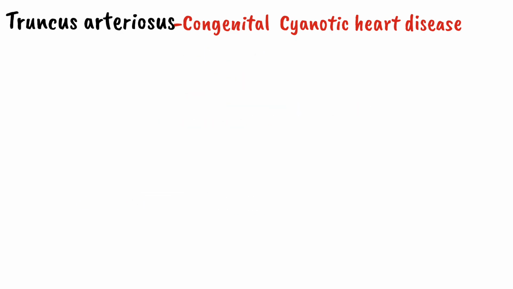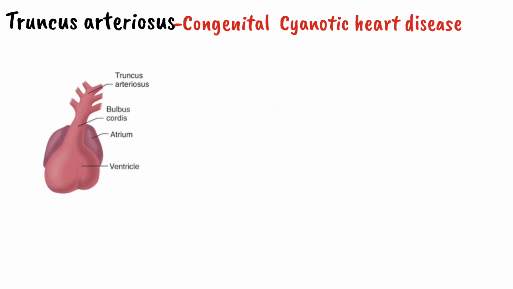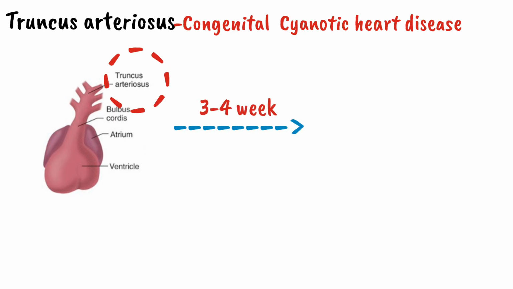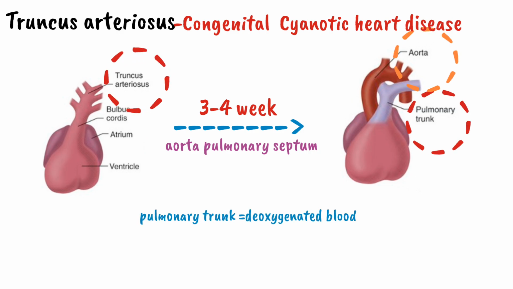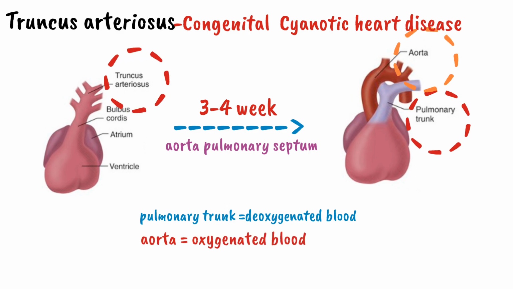In the normal human body, embryologically, the heart is drained by a single arterial trunk. During the 3rd to 4th week, this single arterial trunk is divided by the aortopulmonary septum into the pulmonary trunk and aorta. The pulmonary trunk carries blood from the right heart, meaning deoxygenated blood, while the aorta drains the left heart and carries oxygenated blood.